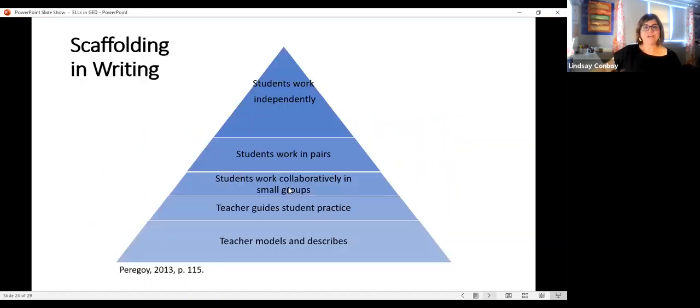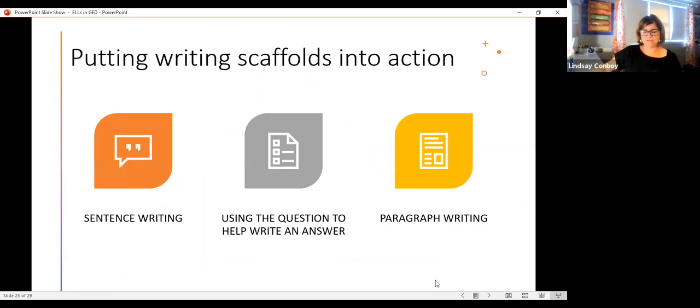Okay, so scaffolding in writing is like scaffolding in everything else we do. So we start off with the teacher modeling and describing, and then the teacher guides student practice. Students work collaboratively in small groups, students work in pairs, and then students work independently. And we're going to look at 2 ways that you can incorporate this in the classroom in just a moment. But first, we want to put this into action.